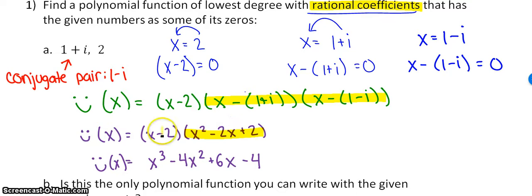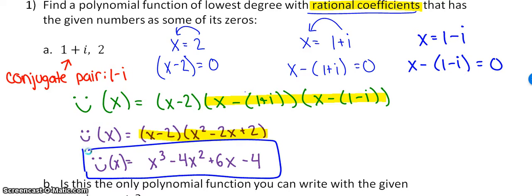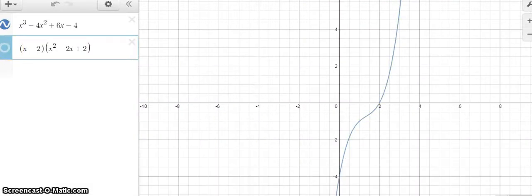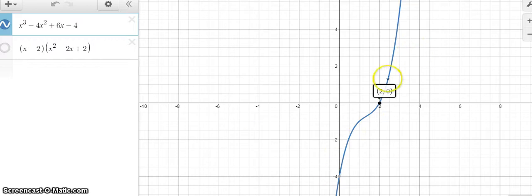And if you multiply the whole thing together to finally get your polynomial in standard form, you will come up with x cubed minus 4x squared plus 6x minus 4, which I then double checked using two resources. One was Desmos, and I even plugged in both forms just to make sure they're the same thing. So here the blue graph is my standard form, and my factored form is the same thing. Now, you can double check this by saying, oh good, there's a 0 at 2. We don't have any other intercepts because they're imaginary.